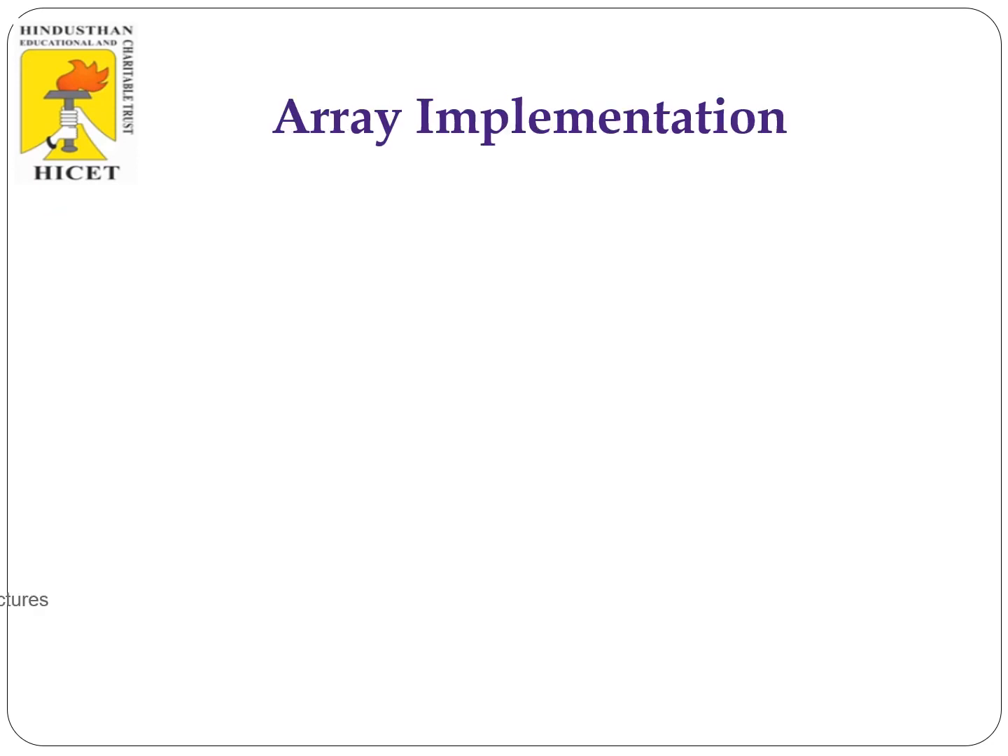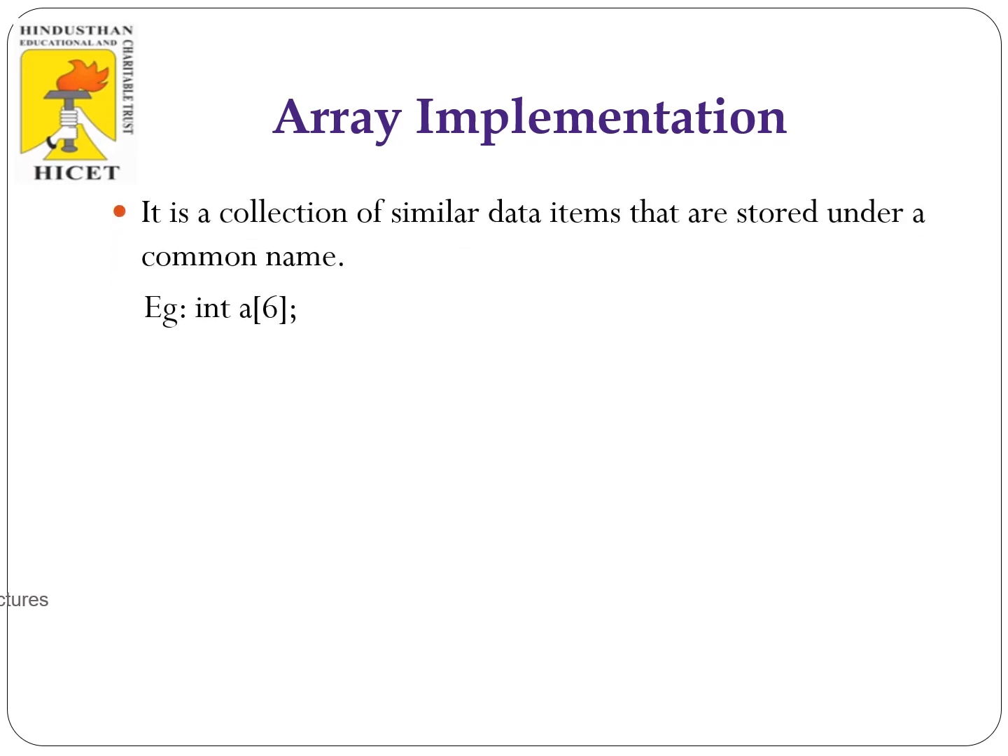Now let us see how the array implementation is done. For array implementation, we will be making use of an array. As you all know, an array is a collection of similar data items that are stored under a common name. So we will be able to make use of an array for representing a data structure. For stack, queue, tree or graph, whatever the data structure might be, it can be represented in terms of an array implementation. As already mentioned, when we make use of array implementation, it is a static implementation.